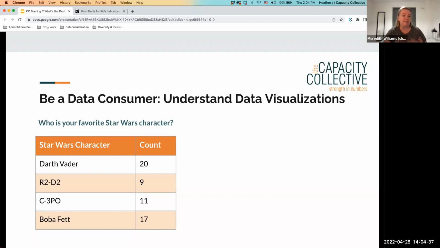But the question is always the same. Okay, so what is the data telling us? So starting with this table, what is the data telling us? Is anyone willing to do a quick interpretation for us?